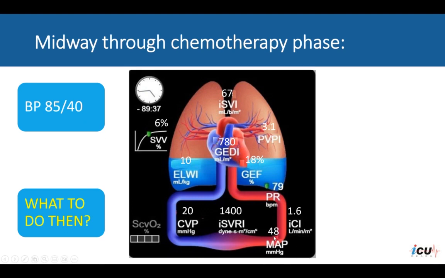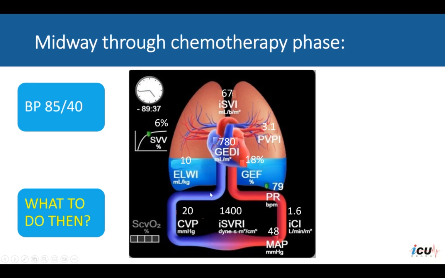arterial pressure of 48. Again, preload, global end diastolic index above 700, stroke volume variation 6%, stroke volume index is 67. So we don't have preload problem. Okay. What happens to the contractility? Global ejection fraction is decreased and cardiac index is decreased. Heart rate is 79. So we have contractility issue here.